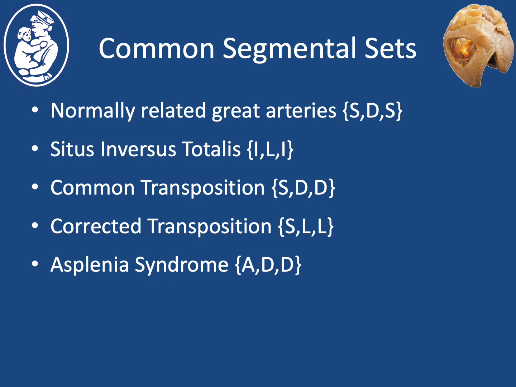Subjects with situs inversus totalis, a rare condition in which there is complete mirror imagery of the heart and all the other viscera, have inversus atria, L-looped ventricles, and inversus normally related great arteries for a cardiotype of ILI, just the mirror image of the usual cardiotype SDS.